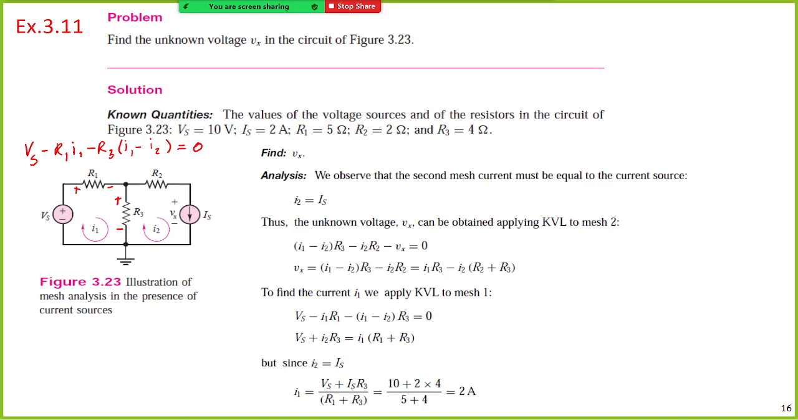So substitute the values. We know Vs is 10, so 10 minus 5 I1, R3 is 4, I1 minus I2, where I2 is IS, which is 2 amperes, equal to 0. Here we can solve for I1 very easily. So we get I1 is 2 amperes.